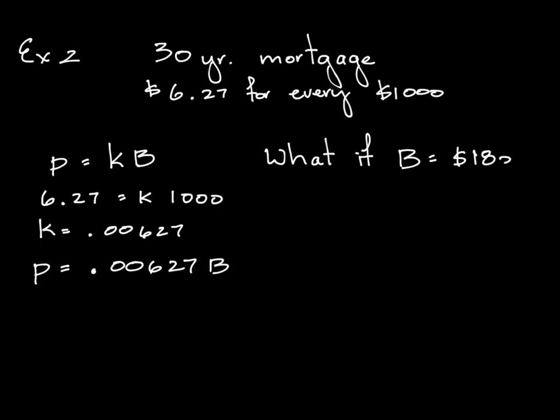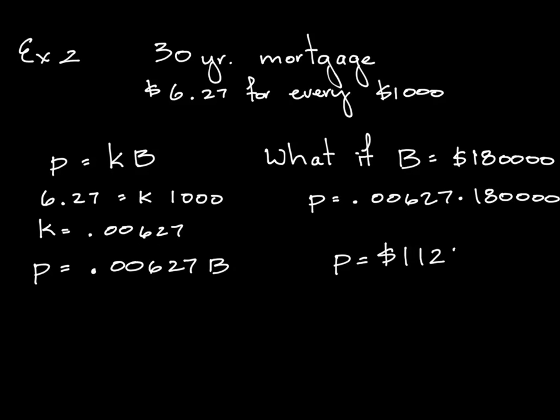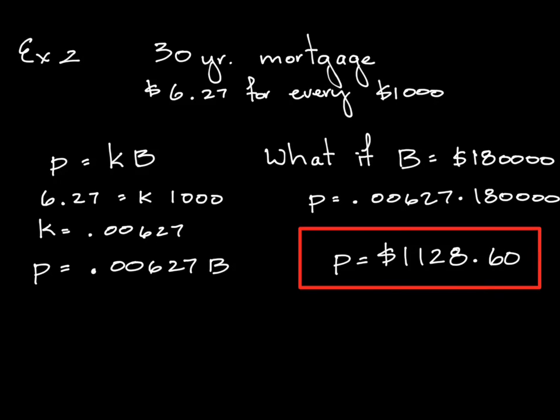The next question is, what happens if I borrow $180,000? We'll try to calculate what our payment would be. We'll just substitute in the values that we have. So P equals 0.00627 times B, which in this case is 180,000. We do that and we find out that our payment is going to be $1,128.60.